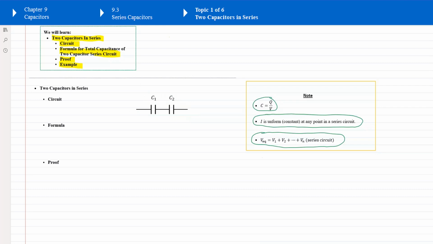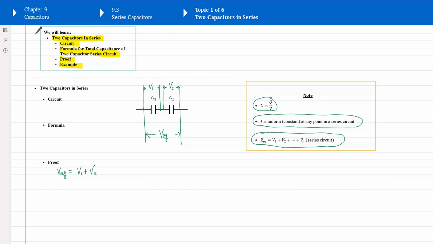Now we are ready to analyze the circuit to get a formula. Let's say V1 is the voltage drop on capacitor 1, and V2 is the voltage drop on capacitor 2. The total voltage of these two capacitor system is VEQ, and VEQ equals V1 plus V2.